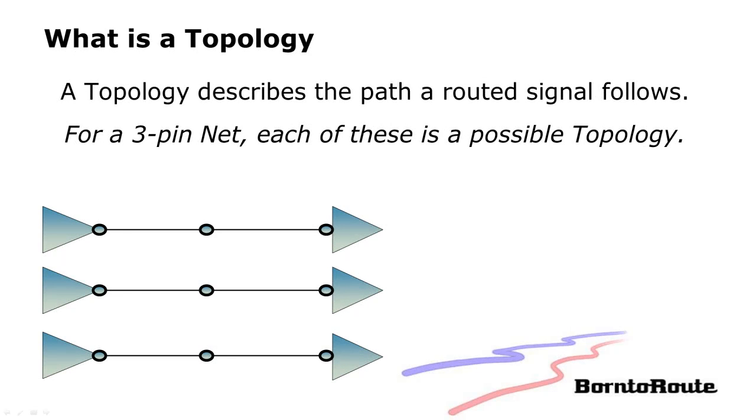Before looking at T-points, let's look at topology, of which T-points are one aspect. The topology is the path a signal follows when it's routed for a three-point net. These are the various combinations that you could specify.